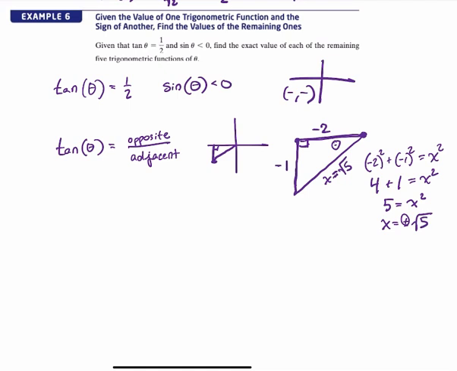So we have our triangle filled out. We have all of our side lengths. Let's just list out our trig functions. We have the sine, which is opposite over hypotenuse. So opposite is negative 1. Hypotenuse is the square root of 5. Let's rationalize. This will become negative root 5 over 5.